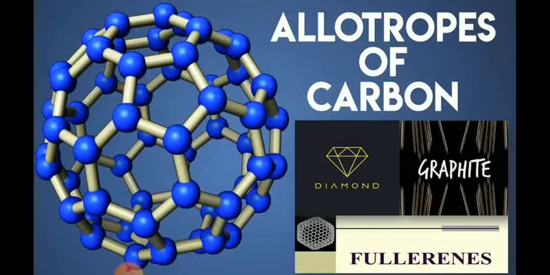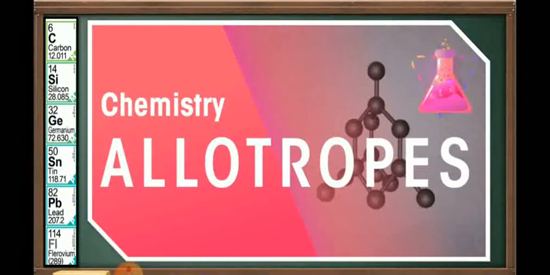Today we will learn one very important concept as far as your theory examinations, even competitive examinations, are concerned, that is allotropes of carbon. There are many allotropes of carbon. We are learning in this lesson three allotropes of carbon. They are diamond, graphite as well as fullerenes. We are going to learn them in this part.